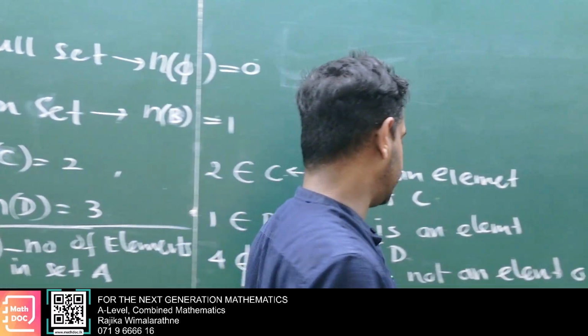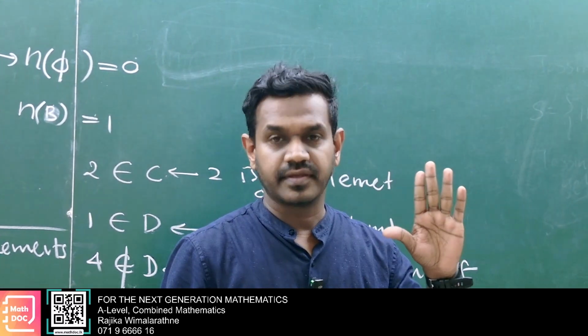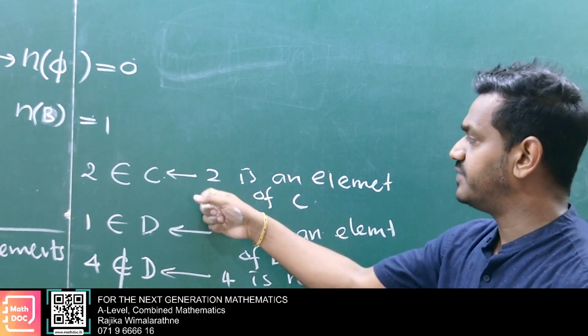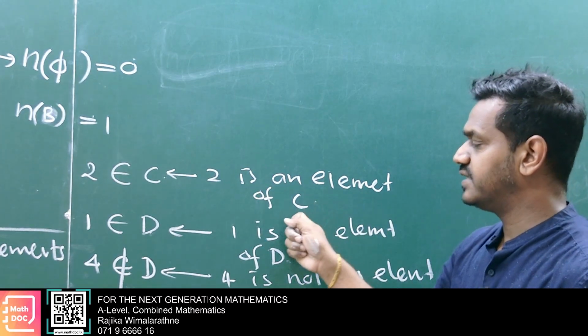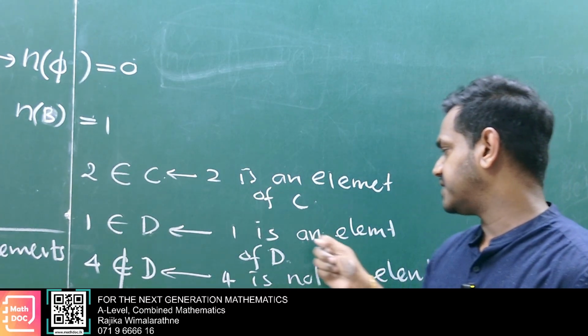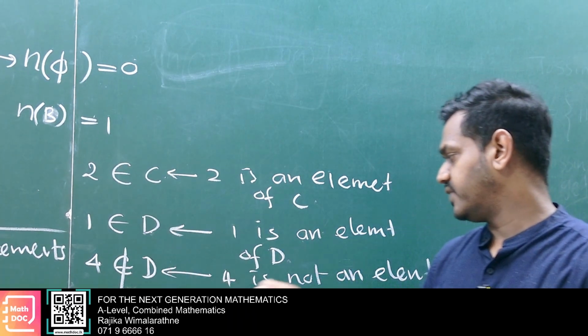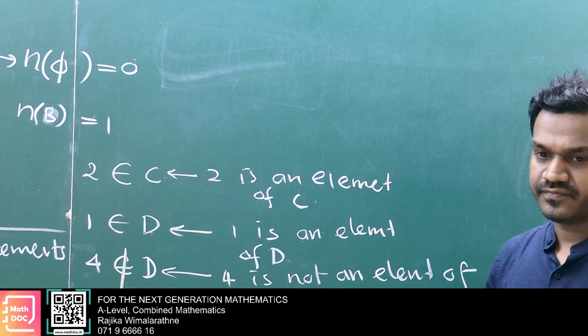Now better write these notations as well. Here 2 ∈ C means 2 is an element of C. 1 ∈ D means 1 is an element of D. 4 ∉ D means 4 is not an element of D.